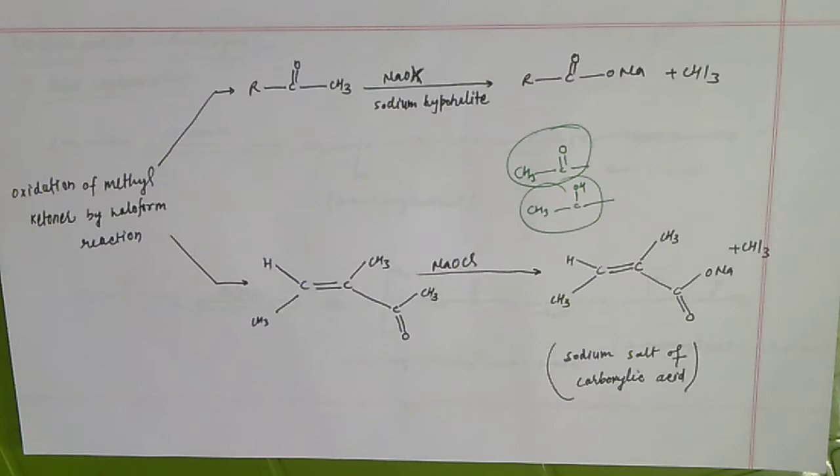Okay, so this haloform test: when you are treating the carbonyl compound with the sodium hypohalide, it will give the sodium salt of carboxylic acid and haloform, that is the iodoform. So what compounds will give this iodoform test? Those having a methyl ketone group or a methyl hydroxyl group.